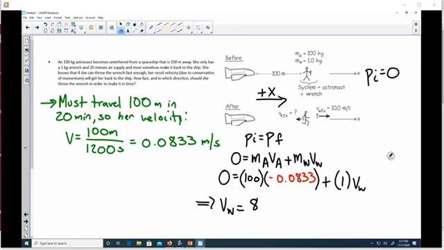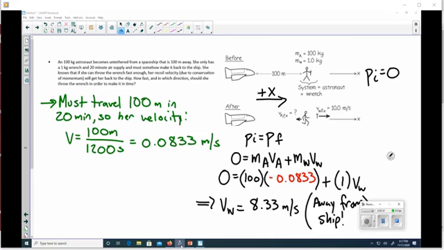If we solve for the velocity of the wrench, we find that it's 8.33 meters per second. So if she throws the wrench 8.33 meters per second away from the ship, the momentum of that will cause her momentum to send her back in the opposite direction to get to the ship before she runs out of air.